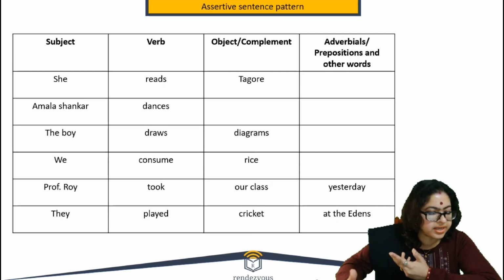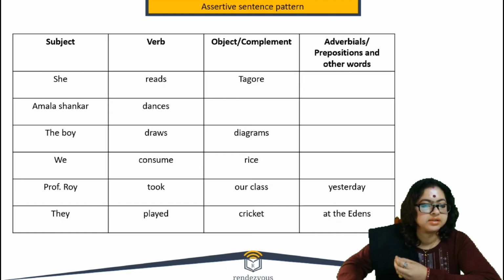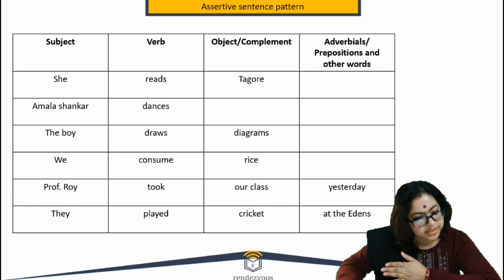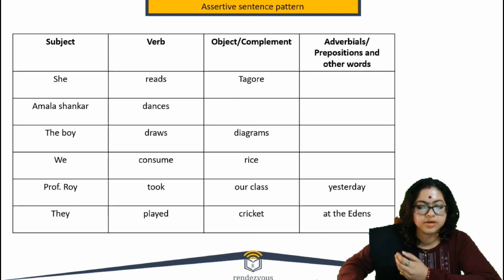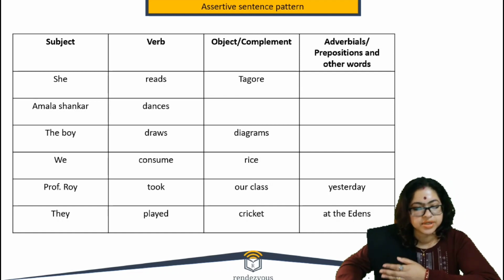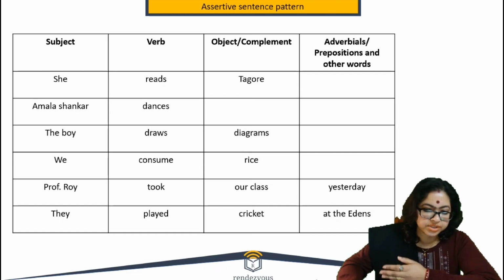So, in recapitulation to my previous sessions, these sentences follow the SVO structure. Subject is that part of the sentence that does the work of the verb. Object is that part of the sentence on which the work of the verb is done, or should I say, if we question the verb by whom or what, the answer we get is the object. And then we have adverbials and prepositions and other words.